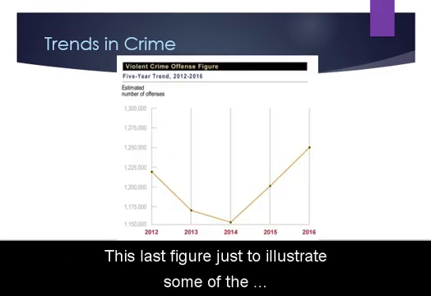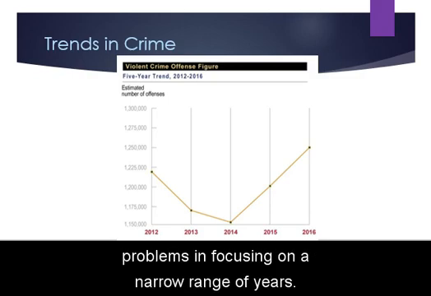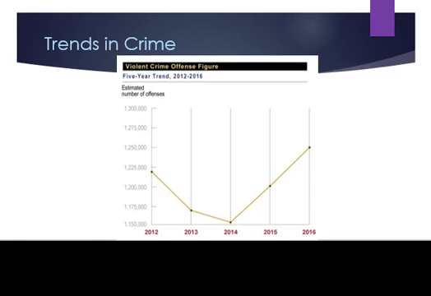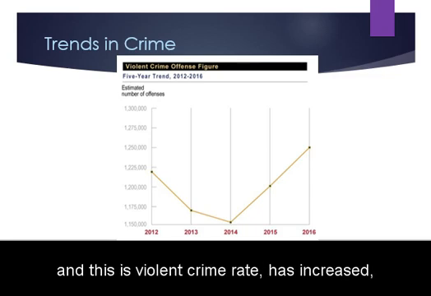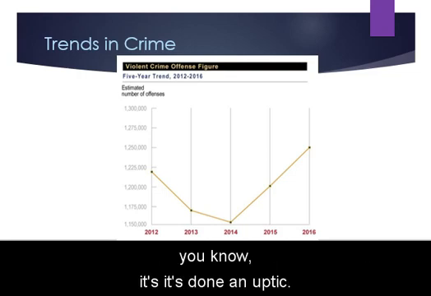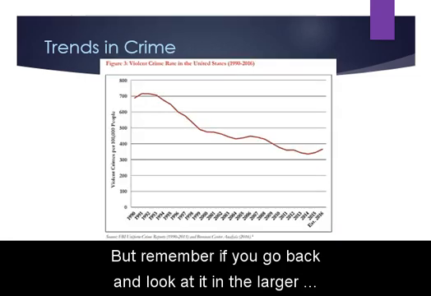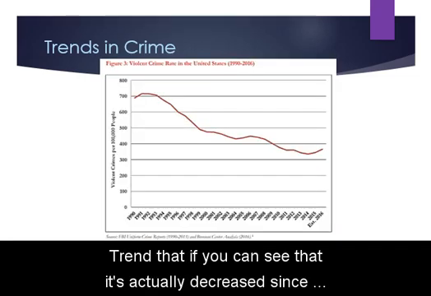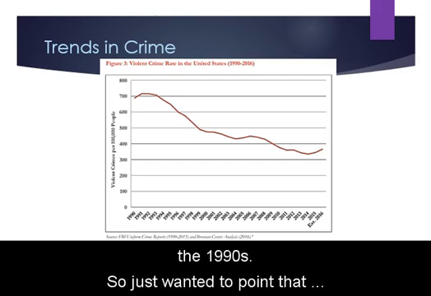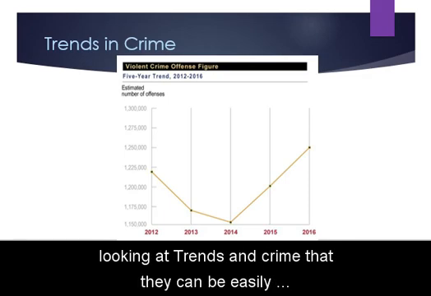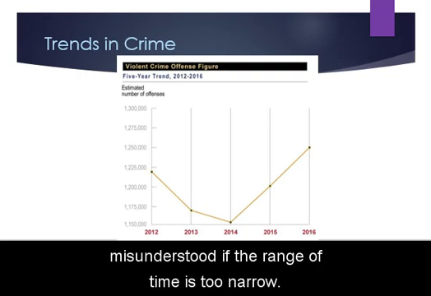And this last figure just illustrates some of the problems in focusing on a narrow range of years. If you look at between 2012 and 2016, for example, this would suggest that the violent crime rate has increased. You know, it's done an uptick. But remember, if you go back and look at the larger trend, you can see that it's actually decreased since the 1990s. I wanted to point that out to show that when you're looking at trends in crime, they can be easily misunderstood if the range of time is too narrow.